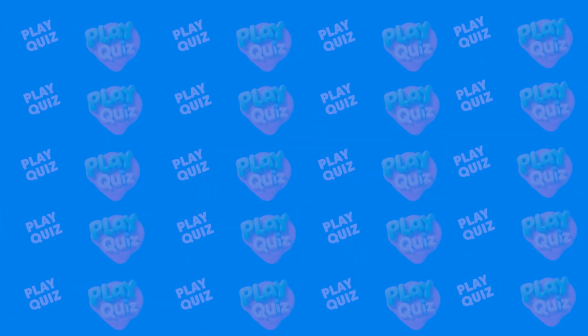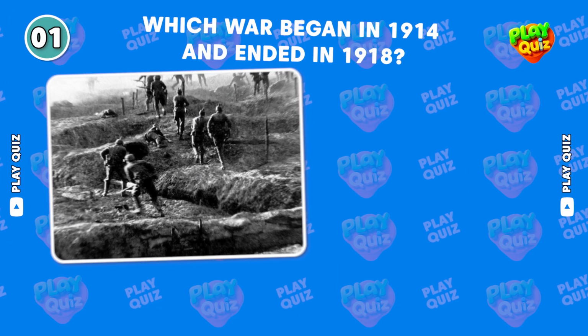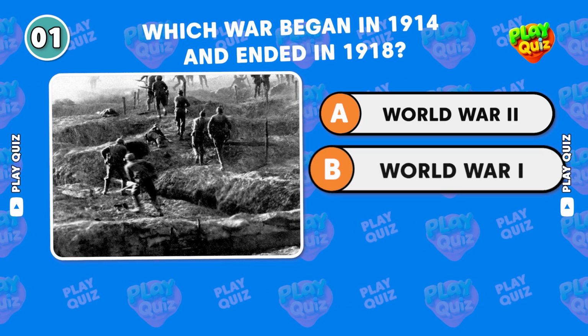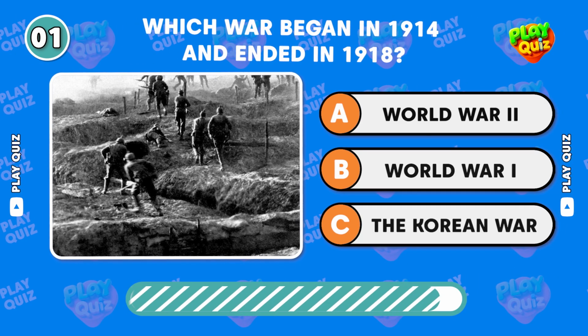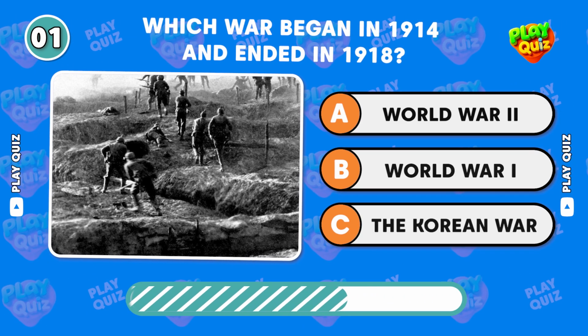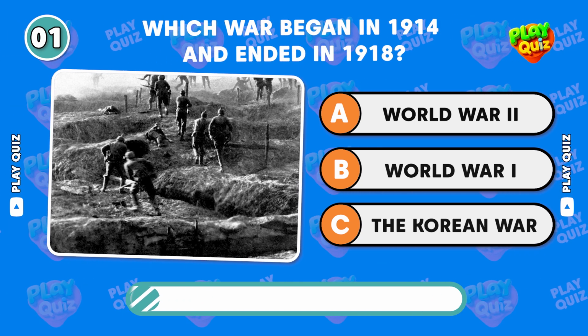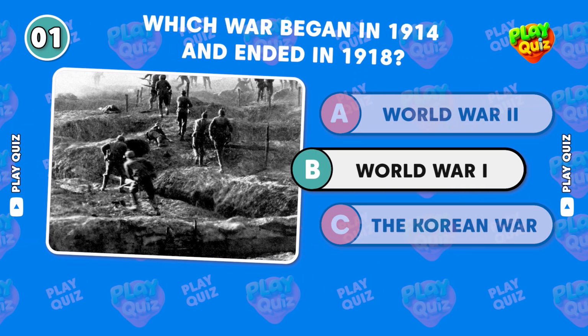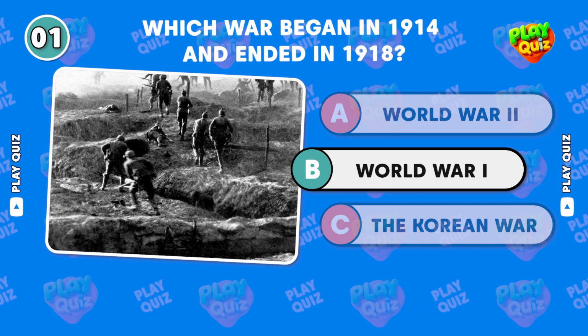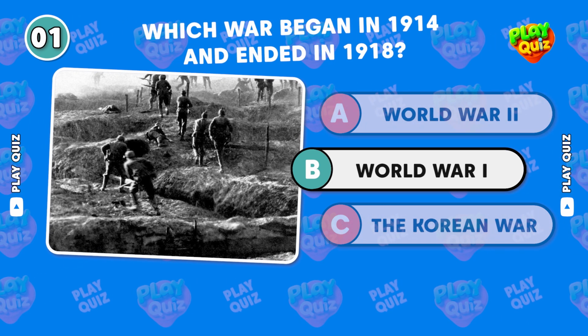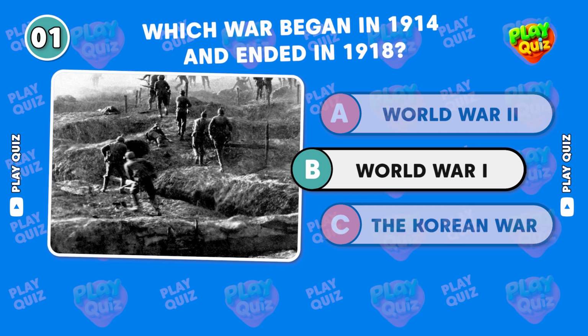Let's begin. 1. Which war began in 1914 and ended in 1918? Correct answer, World War I. World War I involved over 30 nations and was sparked by the assassination of Archduke Franz Ferdinand.